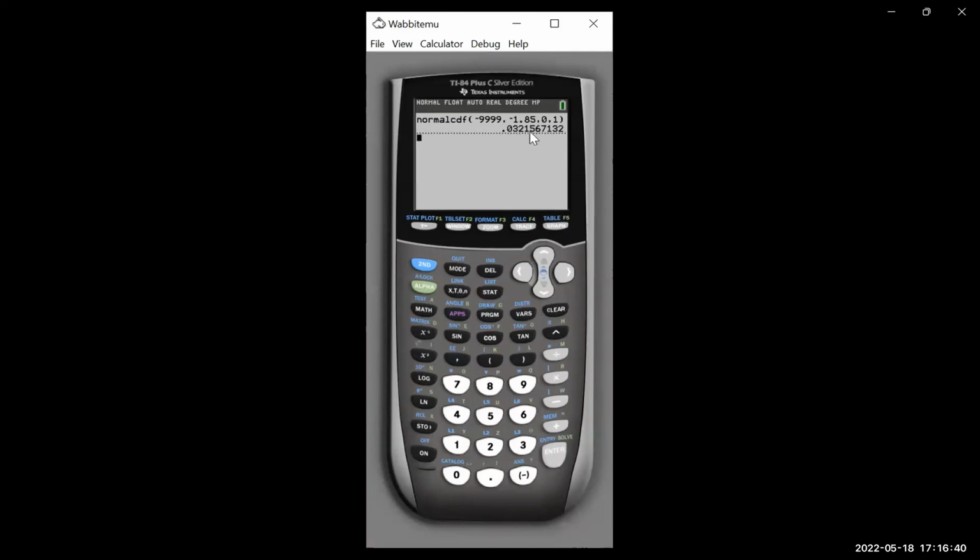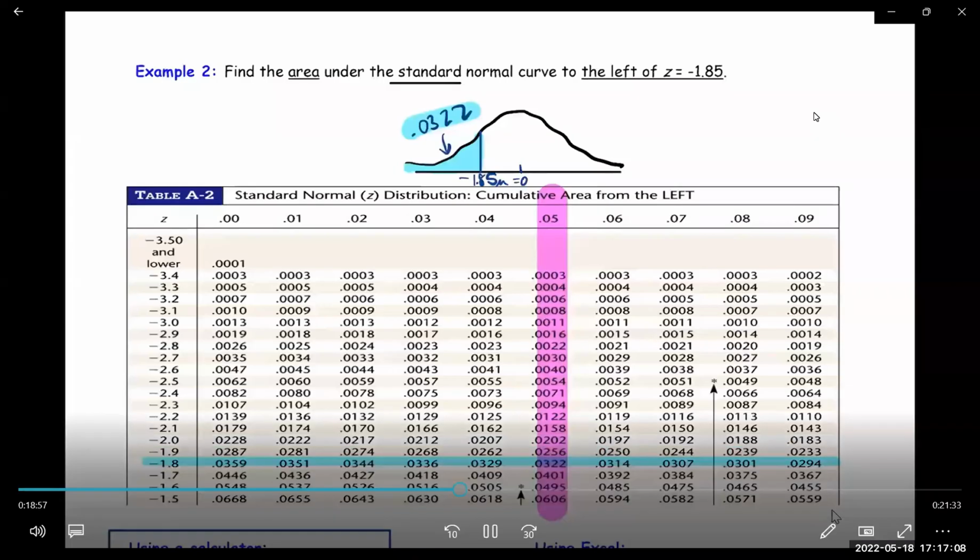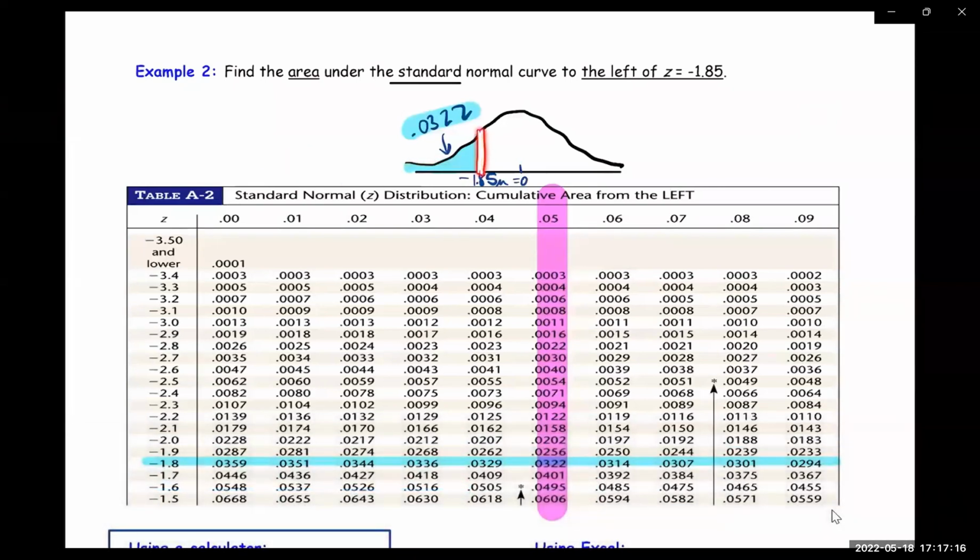They just rounded this number up. So the calculator is a little bit more accurate, but the table's fine too. So that is how you use your calculator. The reason why I put lower negative 9999 is because you're going all the way to the left, and the upper value is negative 1.85.